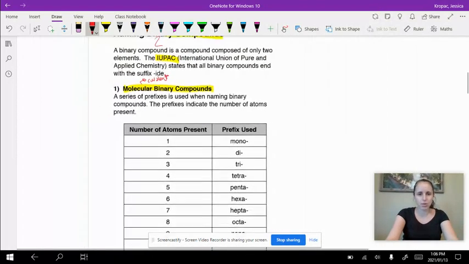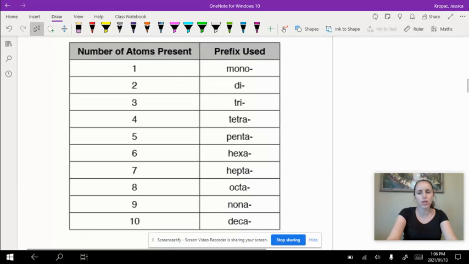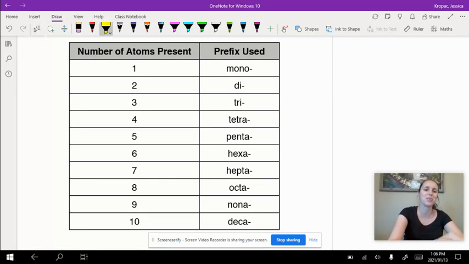You have seen these prefixes before. You did see them before in grade 10. I don't expect you to remember them, so that's why I'm showing them to you again now. So prefixes essentially tell you how many atoms are present. If there's only one atom, we say mono. If there's two, we say di. If there's three, tri. 4, tetra. 5, penta. 6, hexa. 7, hepta. 8, octa. 9, nona. 10, deca.